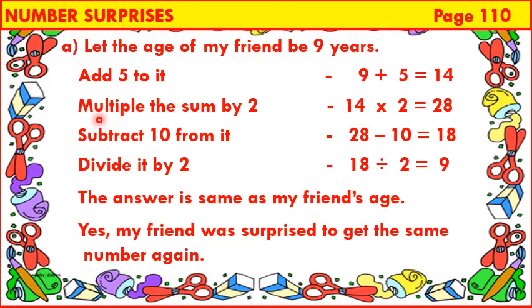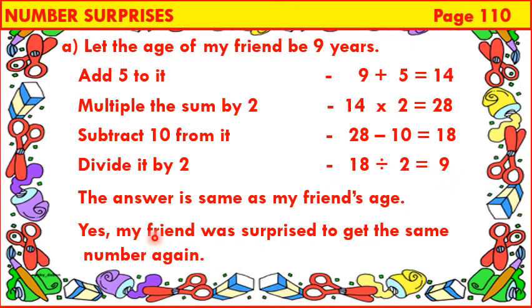Next, tell him to multiply this sum 14 by 2. So he gets 14 twos is 28. Next, tell him to subtract 10 from 28. So he gets 28 minus 10 is 18. Next, divide this 18 by 2. That is 18 divided by 2 is 9.